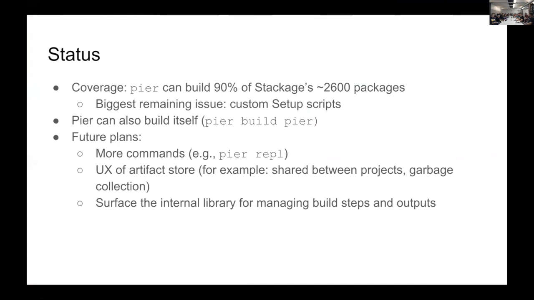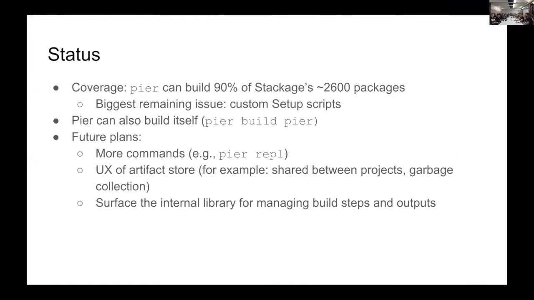And because that's tied so much to the Cabal library, and Pier, which doesn't go through it, doesn't have a direct way of doing that. I have some ideas to work around it, but we have nothing concrete yet. Another nice milestone is that Pier can build itself. You can write pier build pier, or pier run pier, or just keep going down the chain of that.